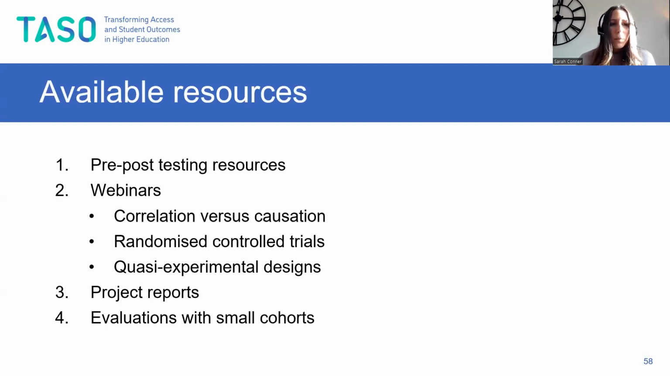We've also got a lot of project reports that use these various methodologies. For example, our summer school project uses a randomized control trial. So that could be good to look at if you want to see how we've used this methodology. We've also done something on reforming the curriculum and the impact on the ethnicity degree awarding gap. That's using a quasi-experimental design, so I'd recommend looking at that as well. And we've also recently published a lot of reports on evaluation with small cohorts and the type of evaluation methodology you can use with small groups of students. So that's good to look at as well if you're dealing with small groups.